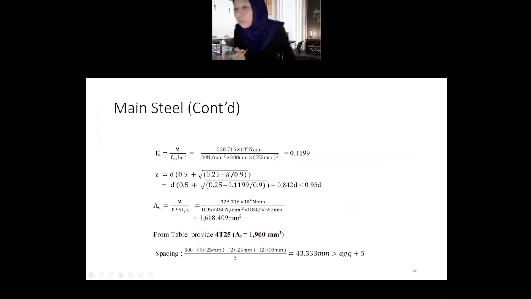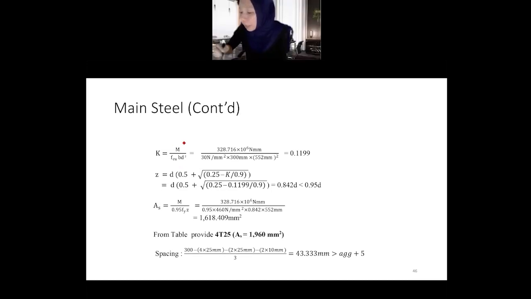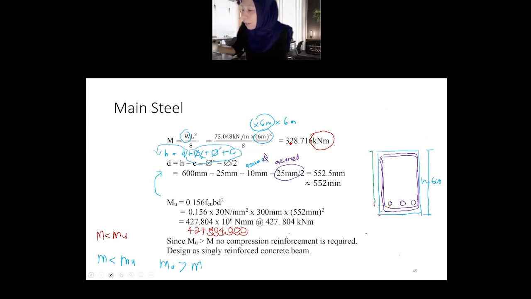Okay, we're going to start with calculating the value of K. K is a constant value, it doesn't have a name. The formula is M divided by fcu b d square. The value of M, take the M value again, and don't ever take Mu.